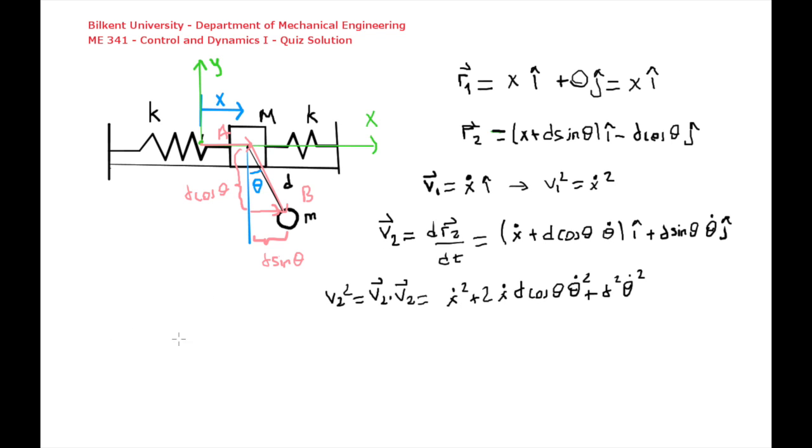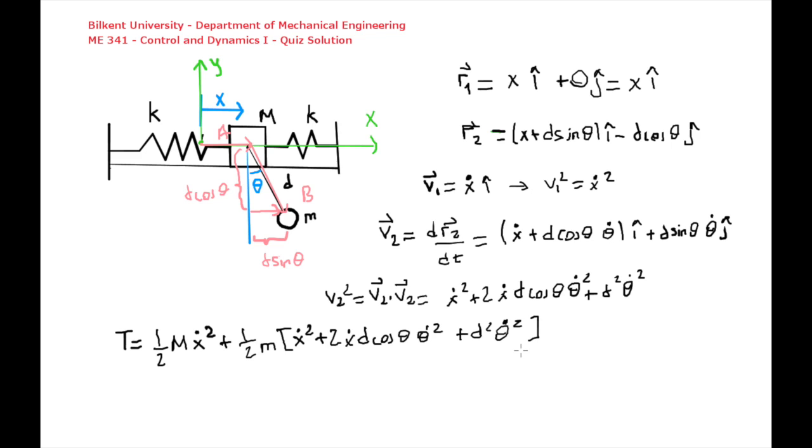Okay, so then I can express my kinetic energy. The kinetic energy is going to be 1 over 2 the mass of the first object, capital M, times its velocity squared, x dot square, plus 1 over 2 m times this entire thing, so it's going to be x dot square plus 2 x dot d cosine theta theta dot plus d square theta dot square.